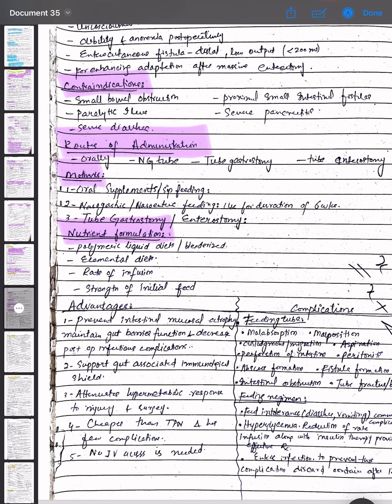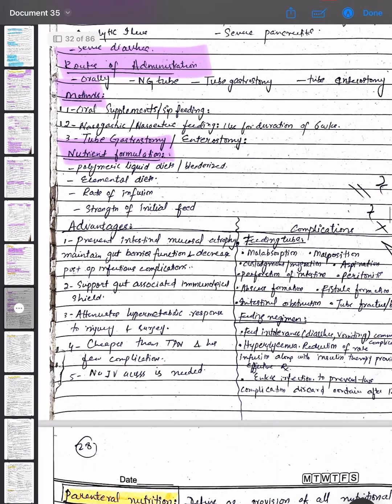What are the advantages of enteral feeding and what are the complications? Let's discuss. The advantages are: prevent intestinal mucosal atrophy, maintain gut barrier function and decrease post-operative infectious complications. Support gut associated immunological shield, alter the hypermetabolic response to injury and surgery, cheaper than total TPN and has few complications. No intravenous access is needed.